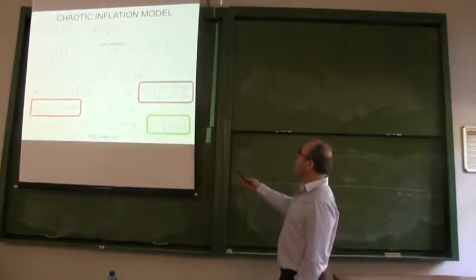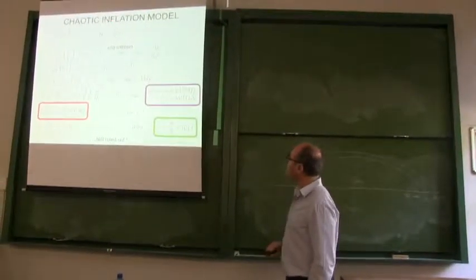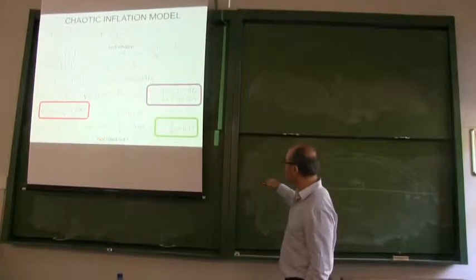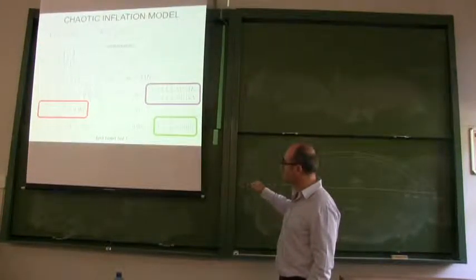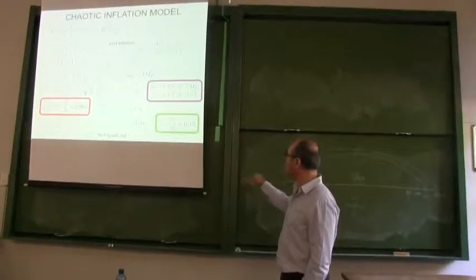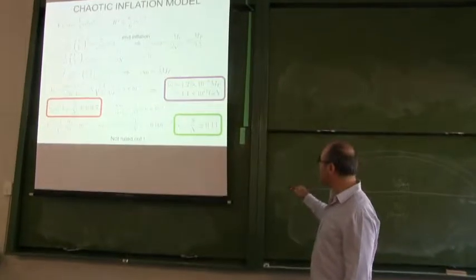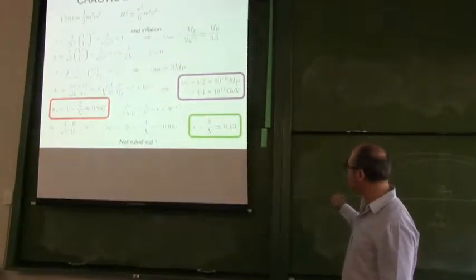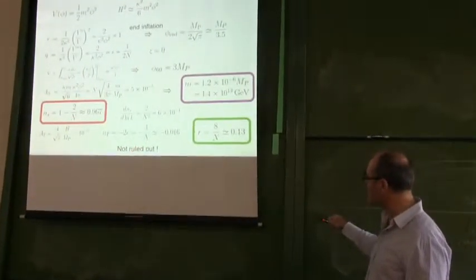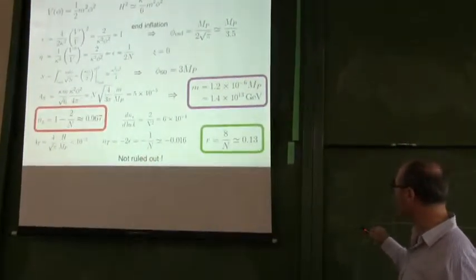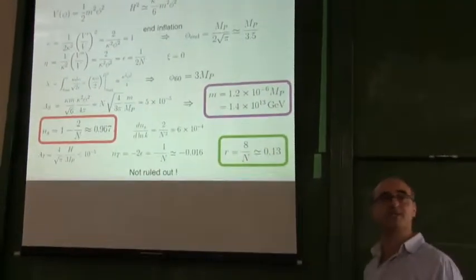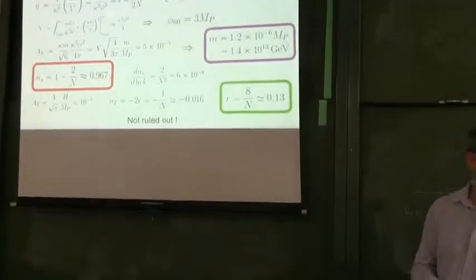You can work out another model, n squared phi squared, chaotic inflation. You go through the same analysis. You substitute here the present value. And you see that it's perfectly in agreement with observations, surprisingly. But it has a tensor to scalar ratio which, how should I say, is ruled out. This is more transparent: 0.13, which is already ruled out.